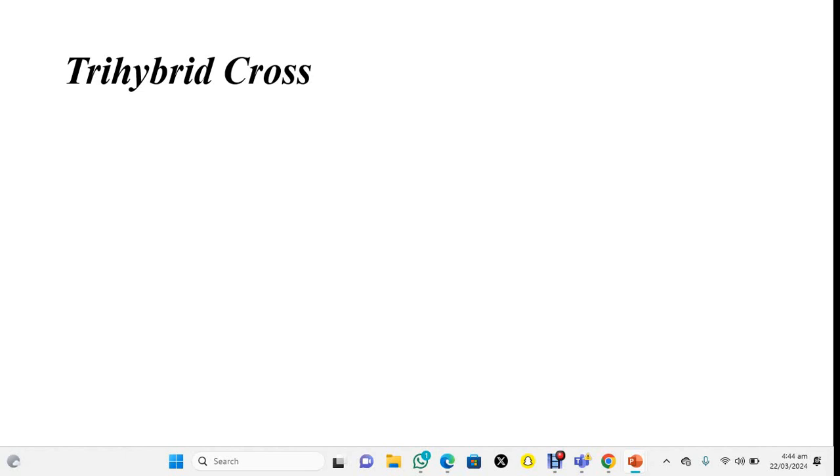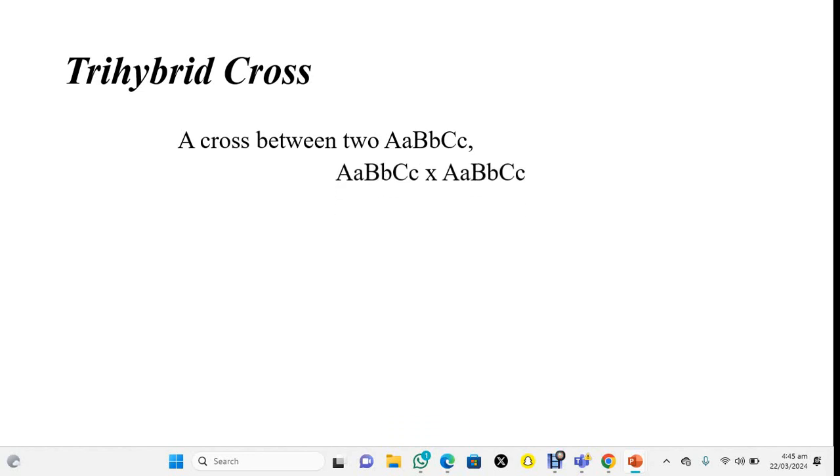So if you are heterozygous at gene A, it means the genotype is going to be capital A, small a. And if you are heterozygous at gene B, the genotype is going to be capital B, small b. And for gene C, you're going to be capital C, small c. Combining all together, you're going to have capital A, small a, capital B, small b, and capital C, small c. So the cross is between two parents who have this genotype. So this is how it looks.